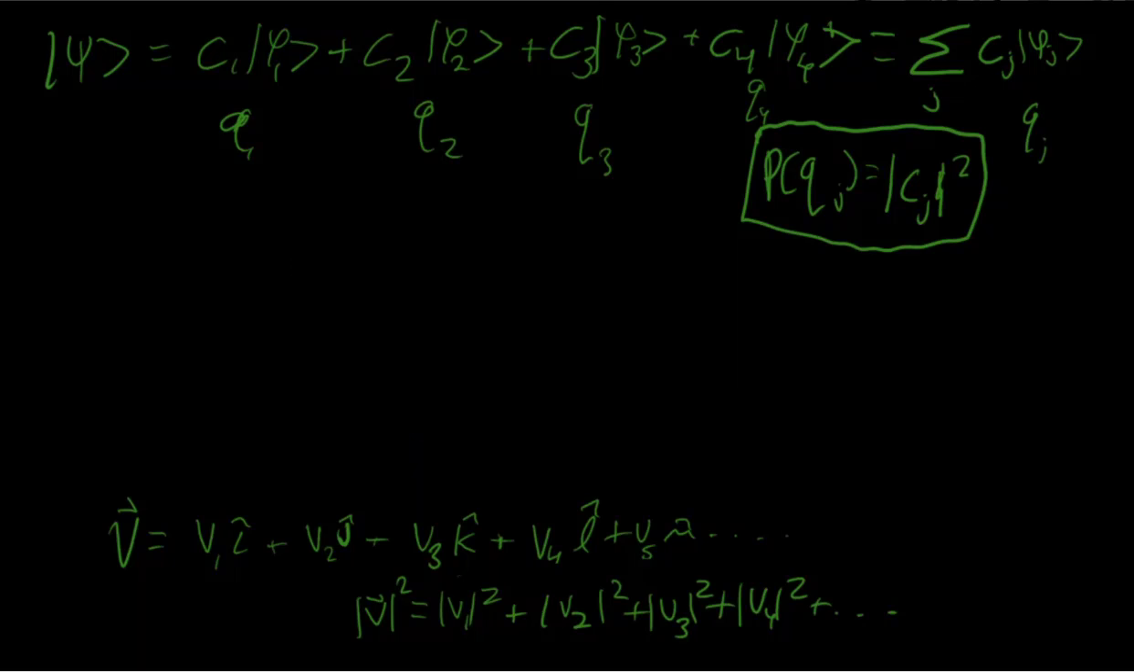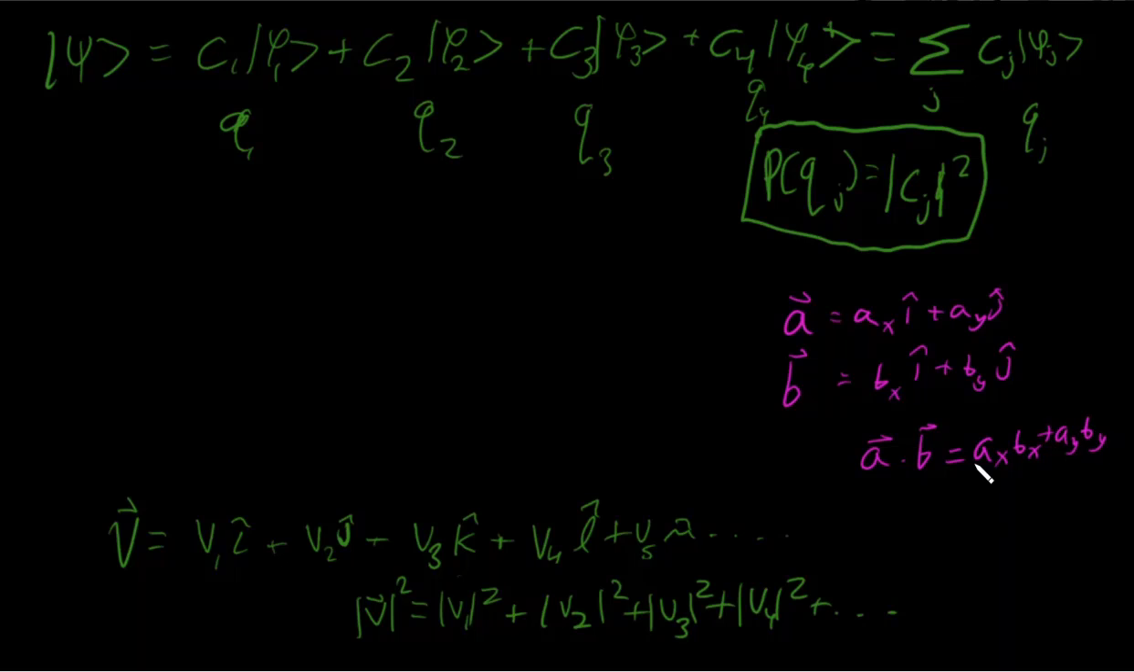Additionally, we can define a dot product in more than one dimension. Remember the dot product: if I have vectors in 2 dimensions, let's say a is equal to ax times i hat plus ay times j hat, and b is bx times i hat plus by times j hat, then a dotted with b would just be ax bx plus ay by.